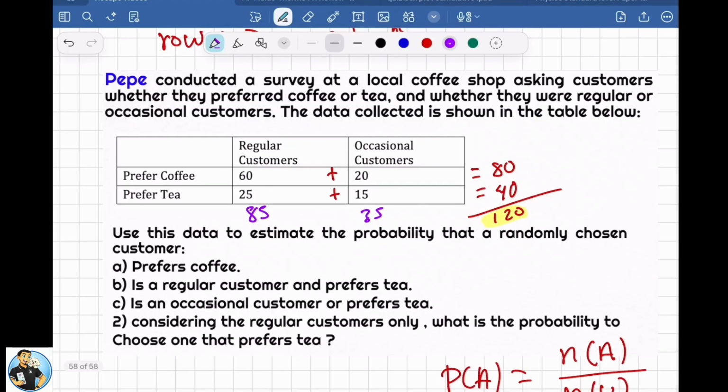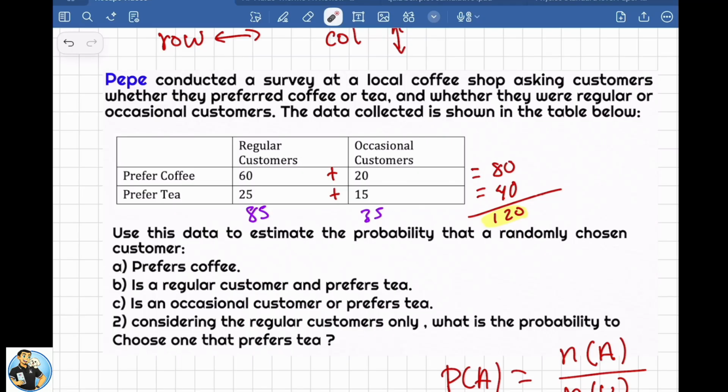So it's going to be easier, because if we want to find the probability that a customer prefers coffee, this one prefers coffee, it is not telling you whether this is a regular or occasional customer.